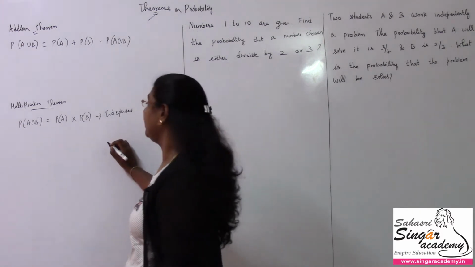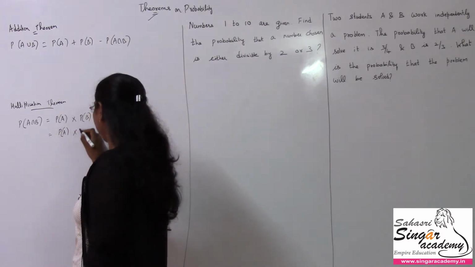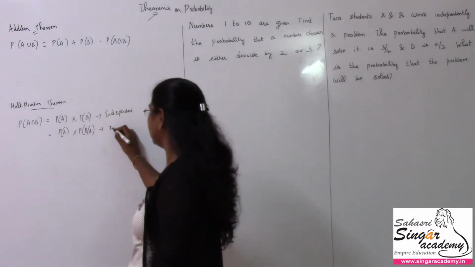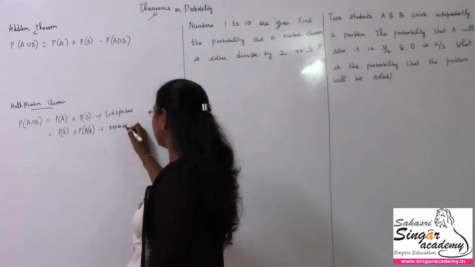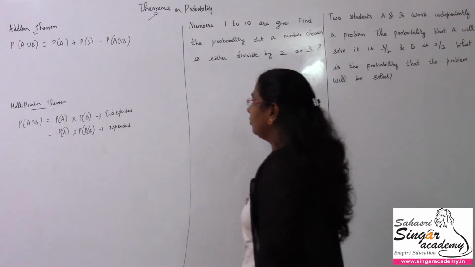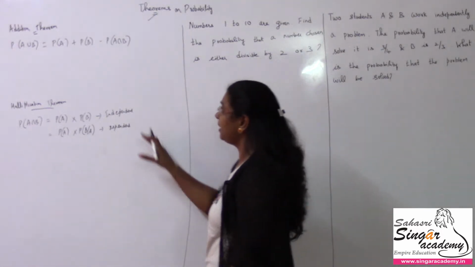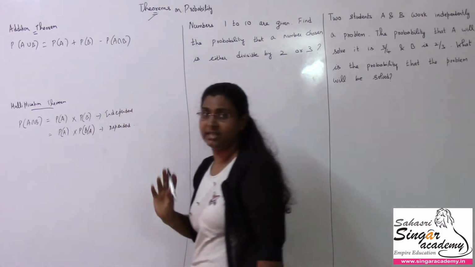In the case of dependent events, this theorem will be P of A into P of B, where A has already happened. This is with respect to dependent events. We were discussing all these in the earlier videos. Now, there may be some cases where you will be merging both the theorems in one single line.